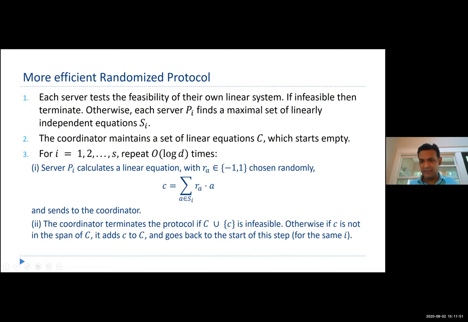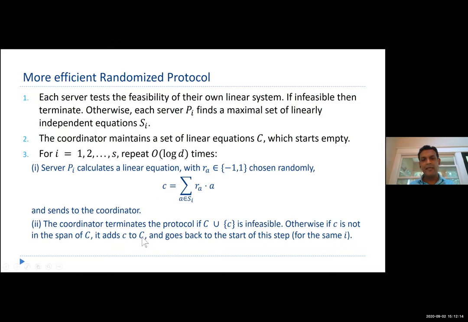The coordinator checks if the union is infeasible. If it is infeasible, you stop. Otherwise, you check if the new constraint is in the span of what's already there. If it's not in the span, you add it to the constraints. Anytime you add a constraint, you go back and do this whole thing again, log d times. You're still with server one. Server one is going to finish its job before we go to server two.